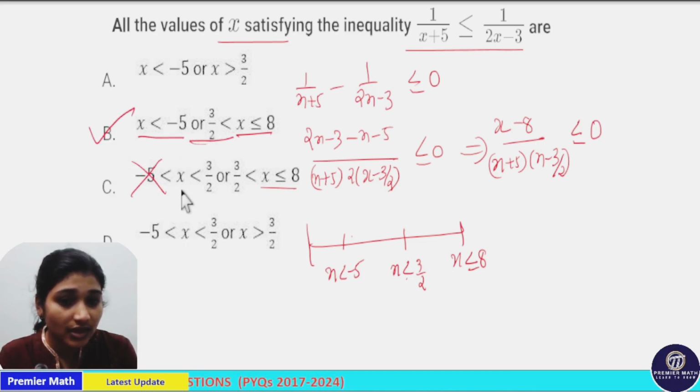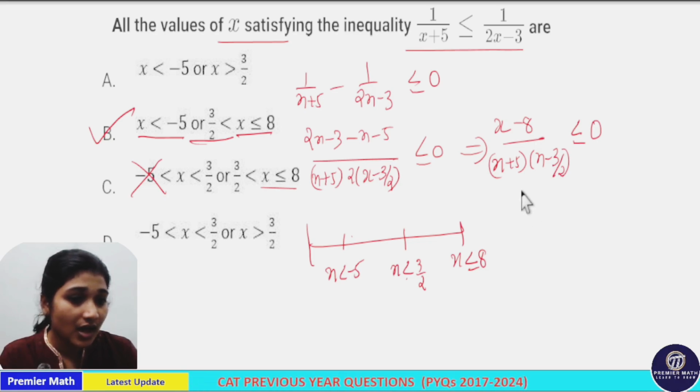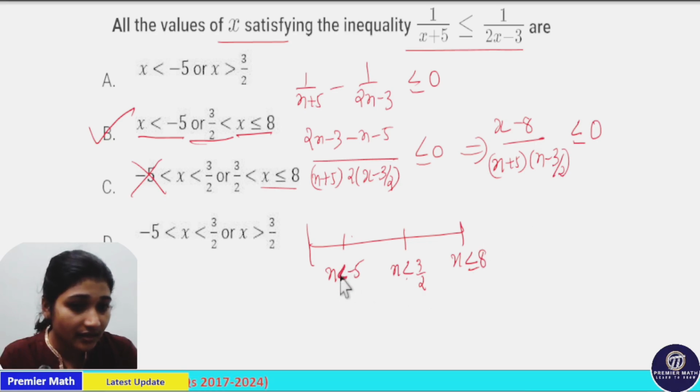This is wrong. X less than minus 5 or 3 by 2. So option B is your answer. Because this x plus 5 and x minus 3 by 2 are in the denominator. So just take x less than. Don't equate with minus 5 or 3 by 2. Just take less than for the denominator.